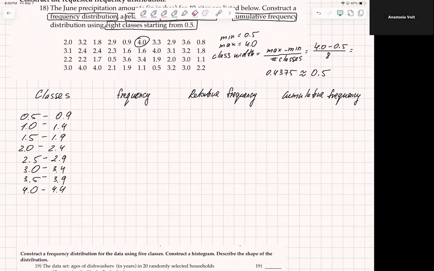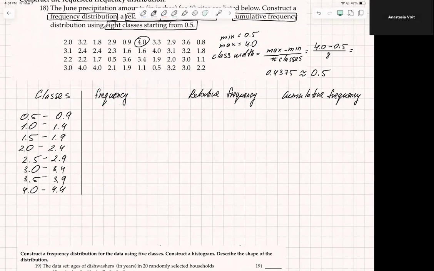So these are the intervals. Now what you need to check is that your first class should contain the smallest value. So we said the minimum value is 0.5, and it goes to the first interval or the first class. And your maximum is 4.0, so it goes into the last class, so everything is fine, right? So now we can start counting the frequencies, right?